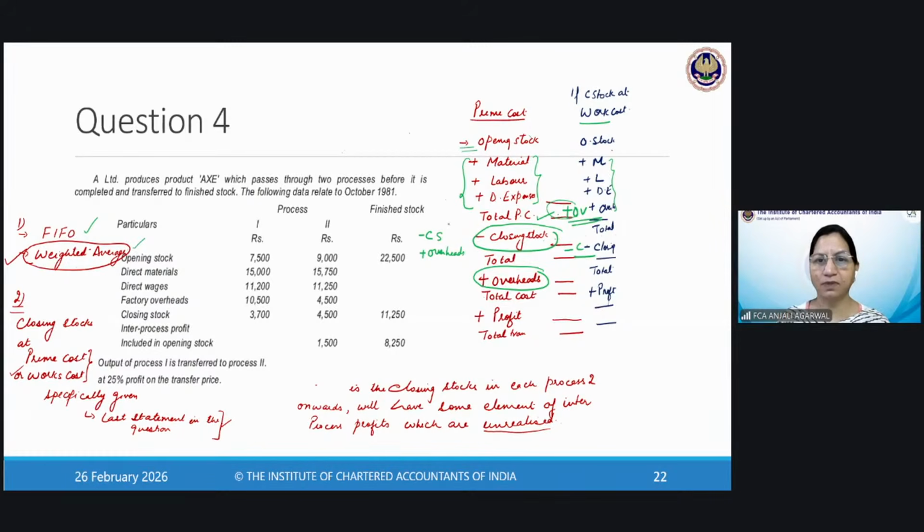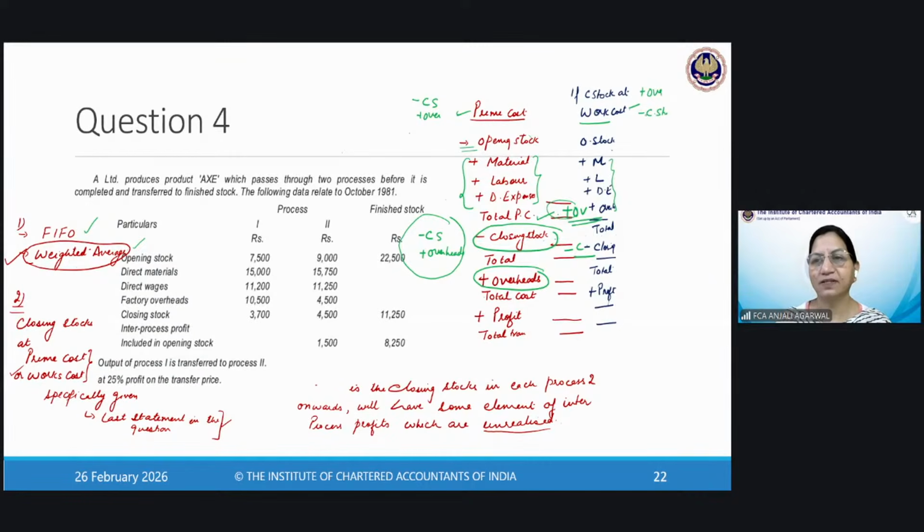Prime cost and works cost do not pose much problem. The only order is in prime cost, first subtract closing stock, then add overheads. In works cost, first add overheads, then subtract closing stock. So this is the only difference. In prime cost, it is minus closing stock plus overheads. And in works cost, it is plus overheads minus closing stock.